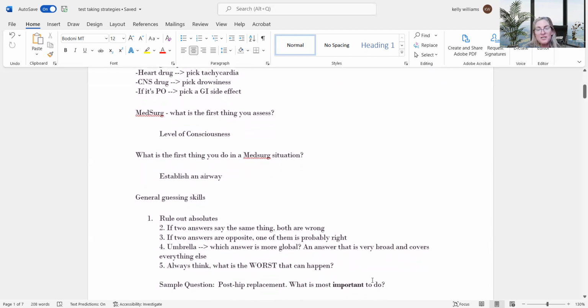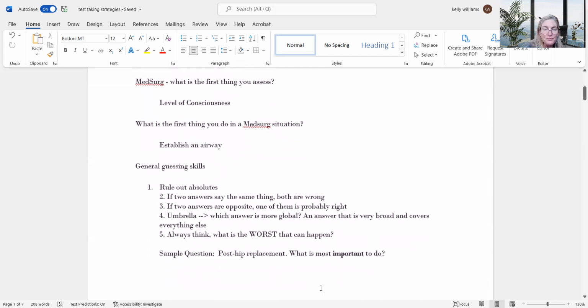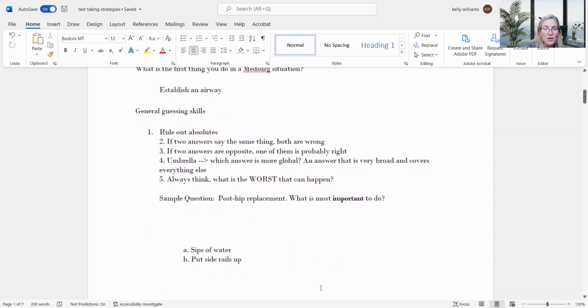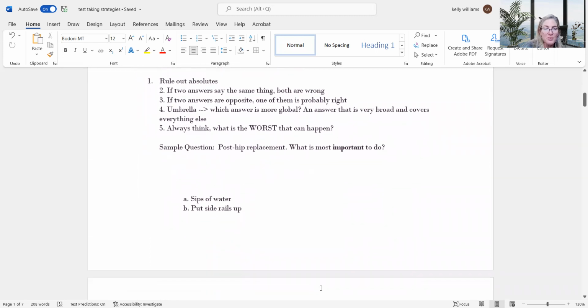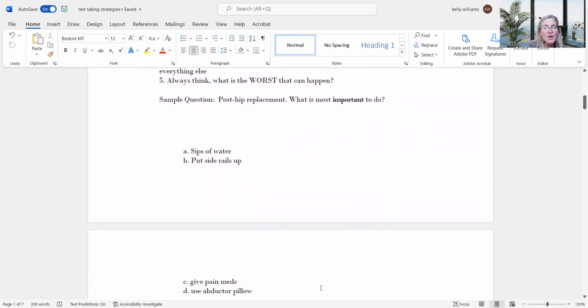The sample question is, post hip replacement, what is most important to do? Again, you're looking for key words. All of the answers, we presume, are going to be important. They're going to be part of the teaching. If you look up how to care for a patient who's just had a hip replacement, all of these will likely be listed.